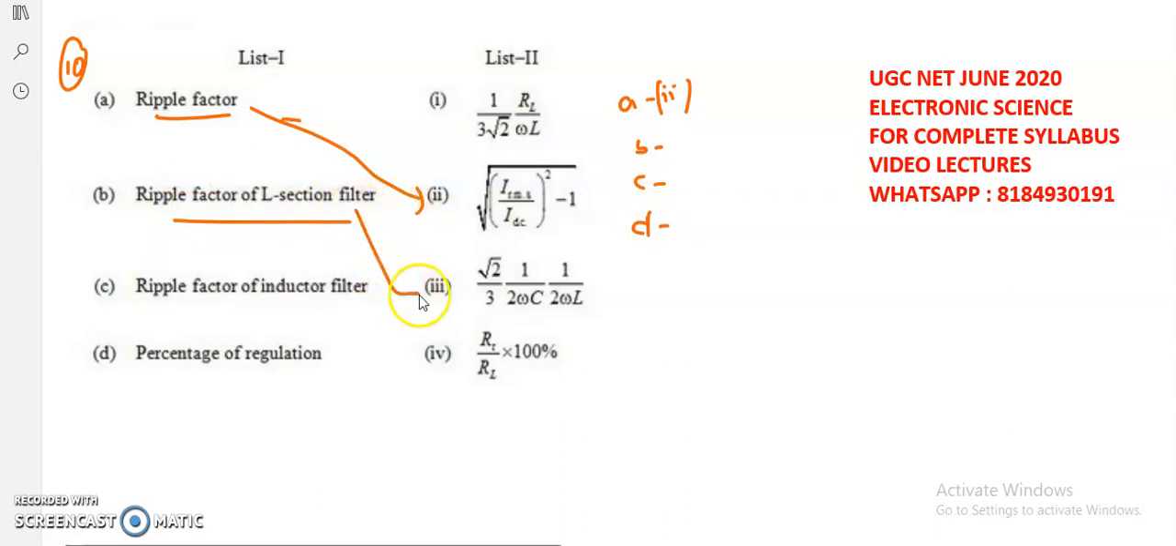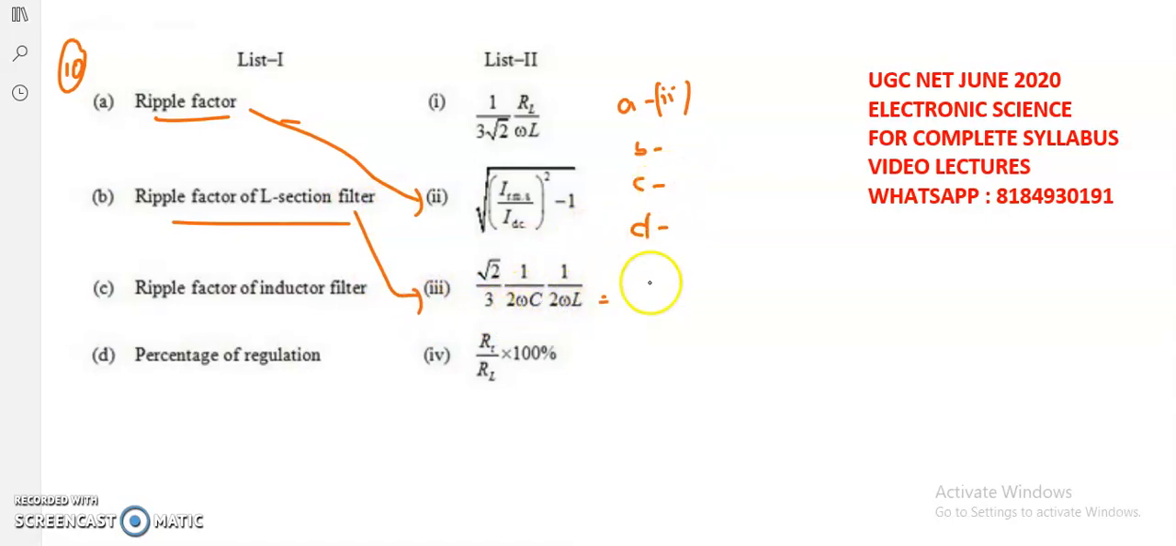Coming to B, the ripple factor of the L section filter. The L section filter ripple factor formula is root 2 by 3 into 1 divided by 2 omega C into 2 omega L. In some textbooks, they mention root 2 by 12 omega square LC. Both are the same, right? Root 2 by 12: 2 times 4 is 4, 4 into 3 is 12, and omega into omega is omega square, L into C. So here B is matched up with the third one.